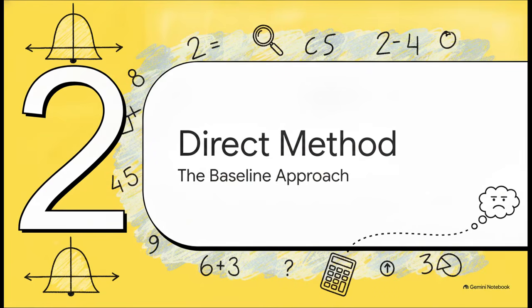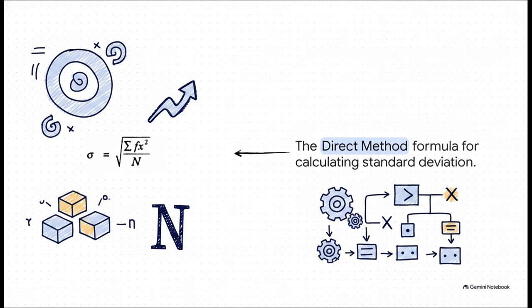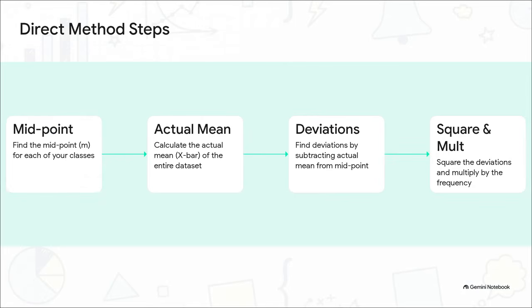Section 2. The direct method, our baseline approach. So, the direct method. It's conceptually pretty straightforward, but I'll be honest, it can get mathematically tedious. Here, standard deviation, which is represented by that Greek letter sigma, is equal to the square root of the sum of f times x squared, all divided by n. Now, it looks remarkably compact right there, but there's actually a very specific sequence of actions hidden inside that little x. Let's break that formula down into 4 actionable steps for a continuous series.